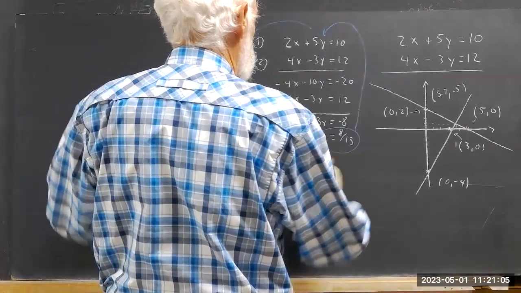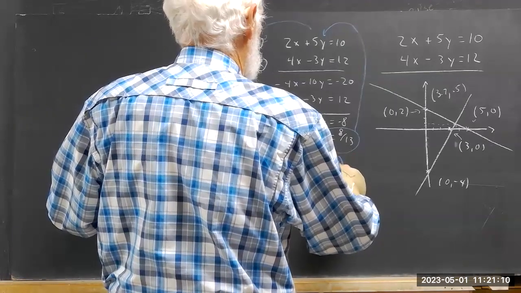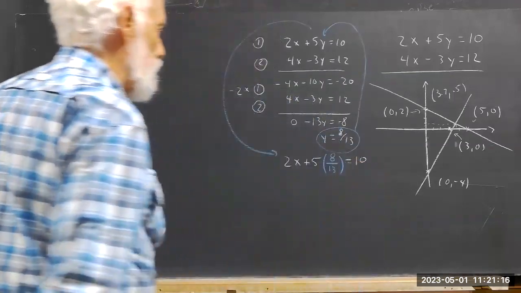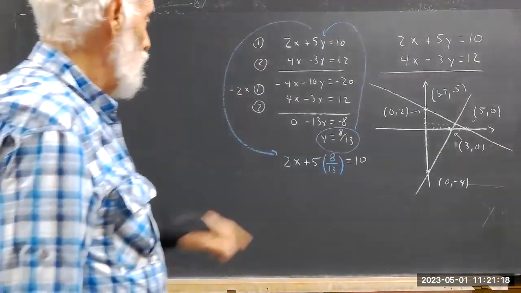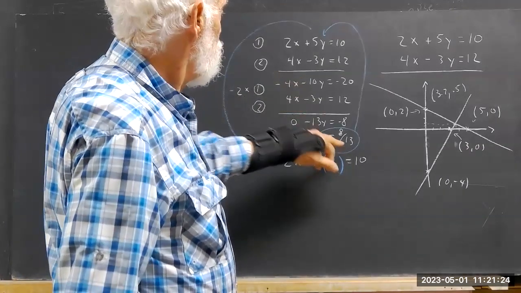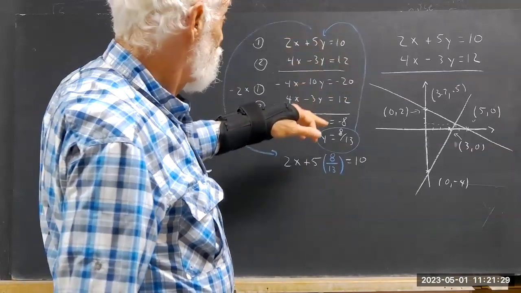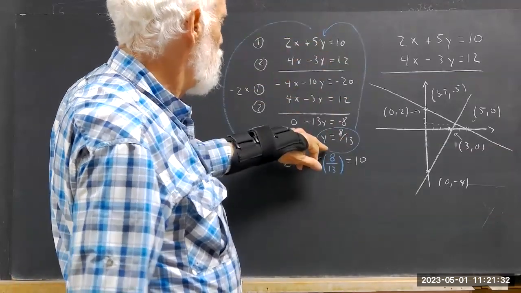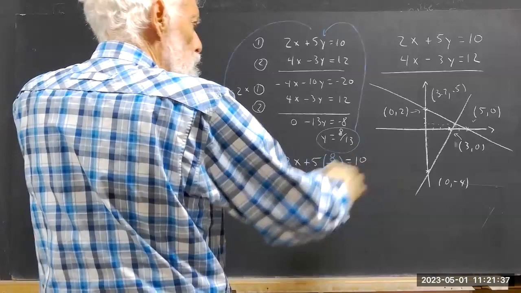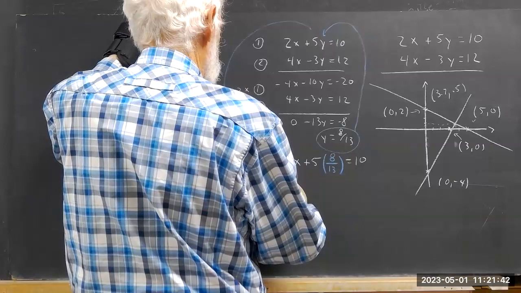2x plus 5 multiplied by 8/13 equals 10. And this is the equation we can solve for x. And when we get it, then we're going to take our complete solution and put it into the second equation, whichever equation we didn't substitute the y into. Okay, so we multiply both sides by 13, and I'll write this out.